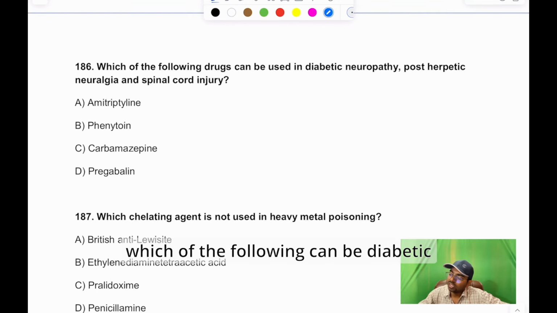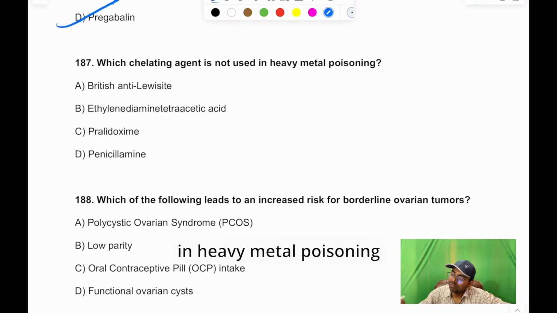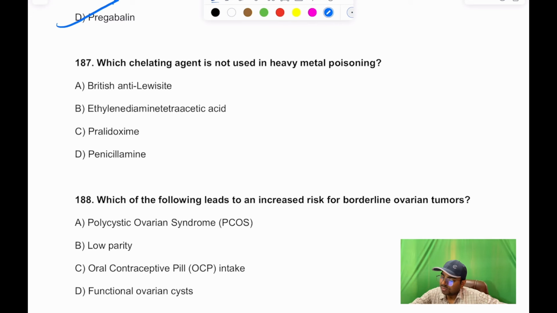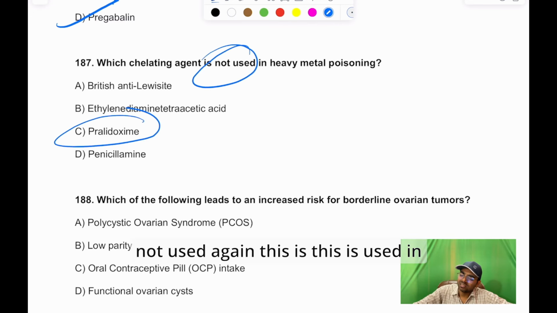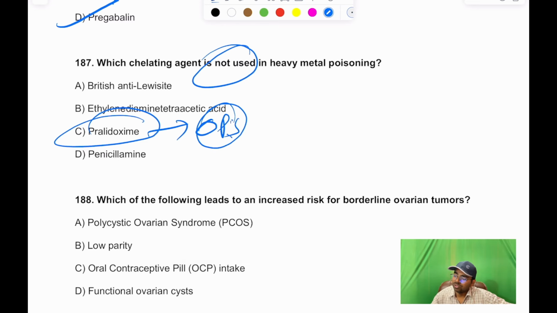Which of the following can be used in diabetic neuropathy? Again this is pregabalin. Which chelating agent is used in heavy metal poisoning? Not used. Again this is used in organophosphate poisoning, so this will not be used.